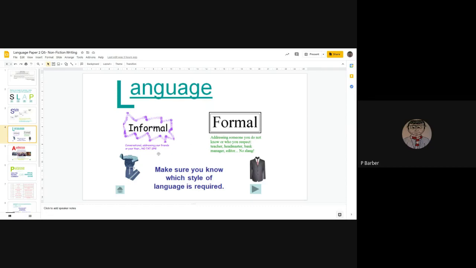If you are being asked to write in an informal manner, you don't use slang and you don't use text speak or abbreviations. But what you do manage to do is to change your style to adapt it a little bit more chatty and a little bit more conversational. Okay, so it's important to know whether it's formal or informal language.